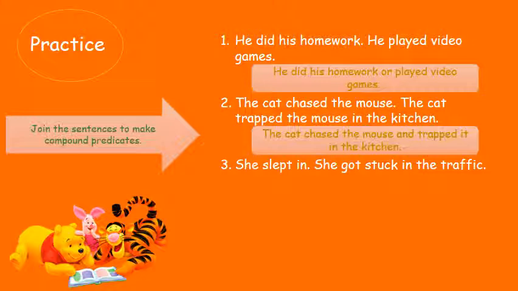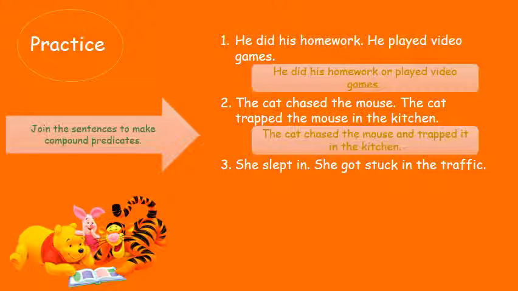But in case you write it, the cat chased the mouse and trapped the mouse in the kitchen, I will consider it correct. But later on, you must get used to replace nouns with object pronouns or subject pronouns if it's at the beginning of the sentence. Okay? Because it will look more professional. This shows that you're improving your skills in English. So the cat chased the mouse and trapped it in the kitchen.